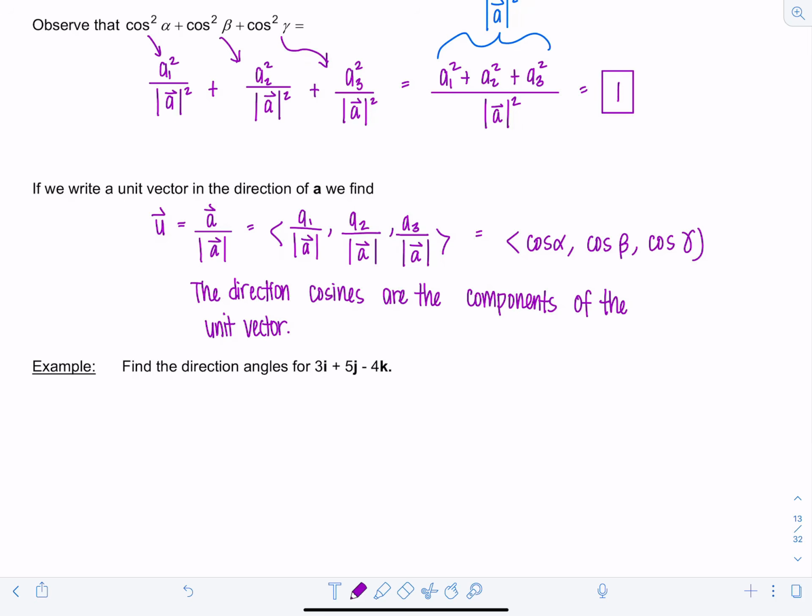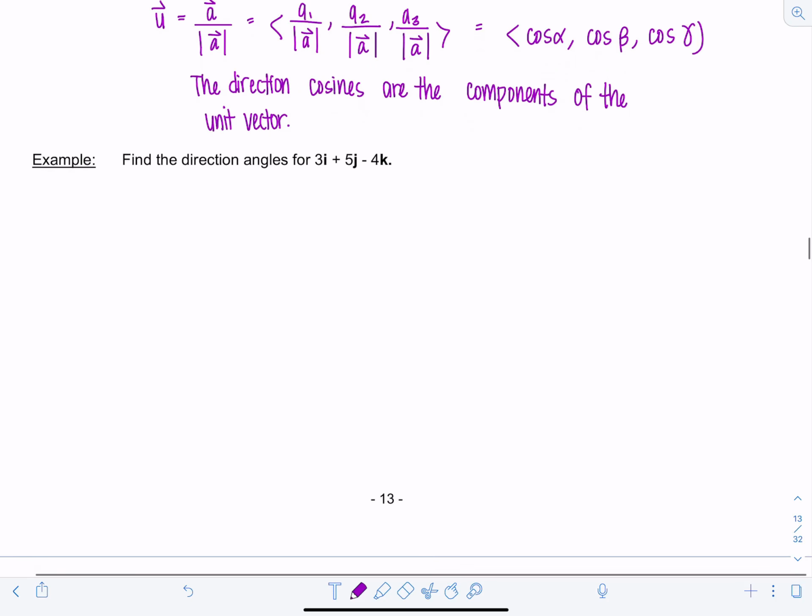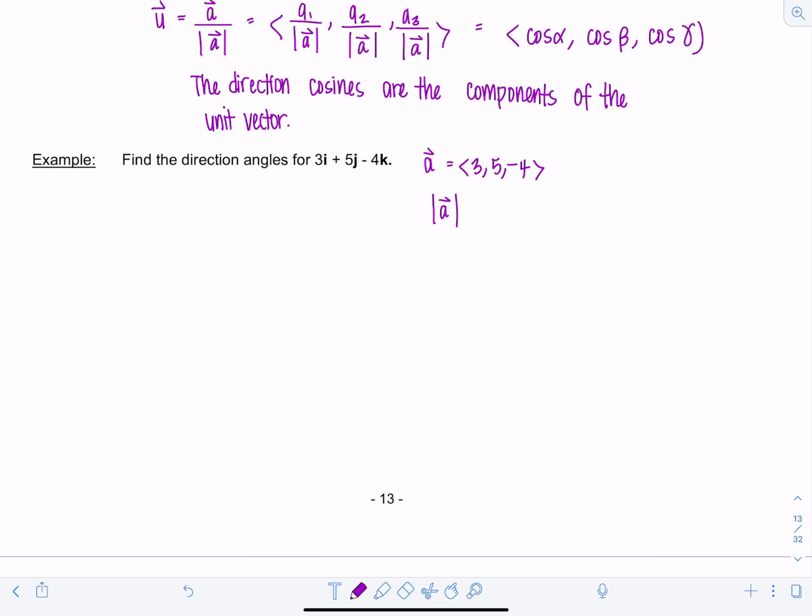All right, good. So let's look at an example. It's a pretty straightforward application. Find the direction angles for 3i hat plus 5j hat minus 4k hat. If you want to rewrite your vector using the other notation, that's totally fine. So we have 3, 5, negative 4. I also need the magnitude of A. That's going to be the square root of 9 plus 25 plus 16. So 34 plus 16 is 50, which is 5 root 2.